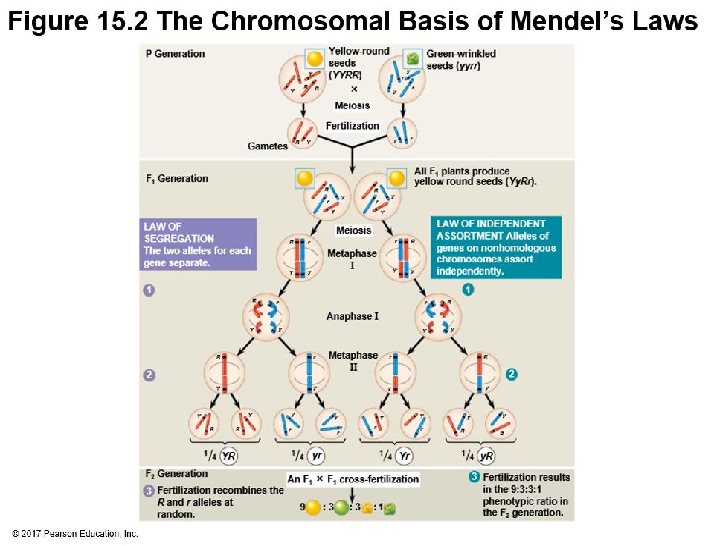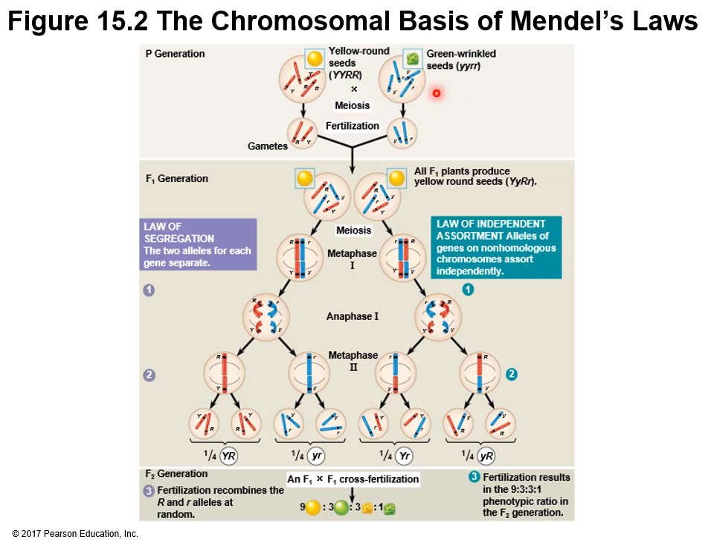Here is the chromosomal basis of Mendel's laws. Earlier, we talked about the different alleles, which are alternate forms of genes. And these alleles are actually going to be located on the chromosomes. So we have the yellow round seeds here and the green wrinkled seeds here. The yellow round are all dominant, while the green wrinkled are all recessive.